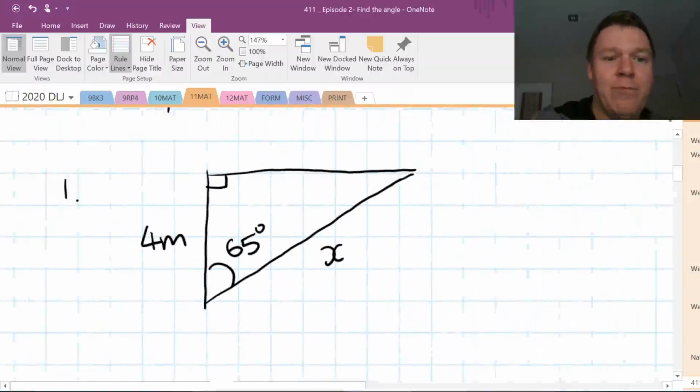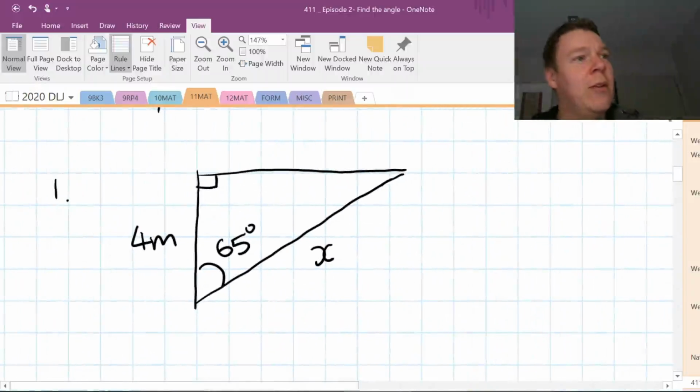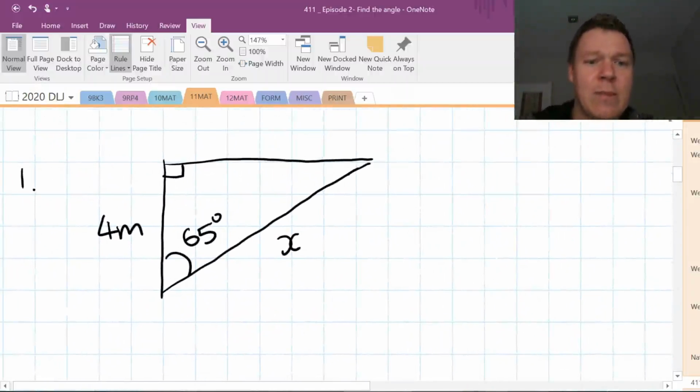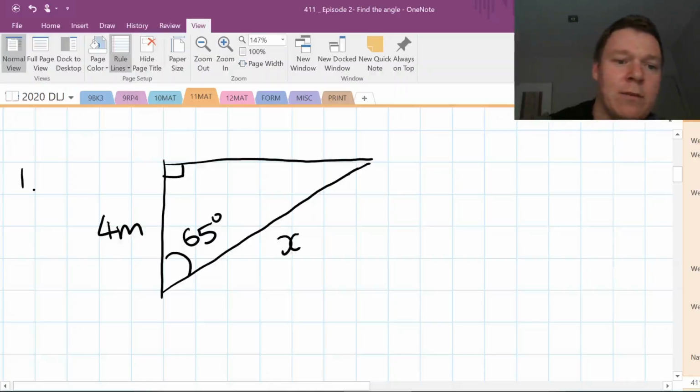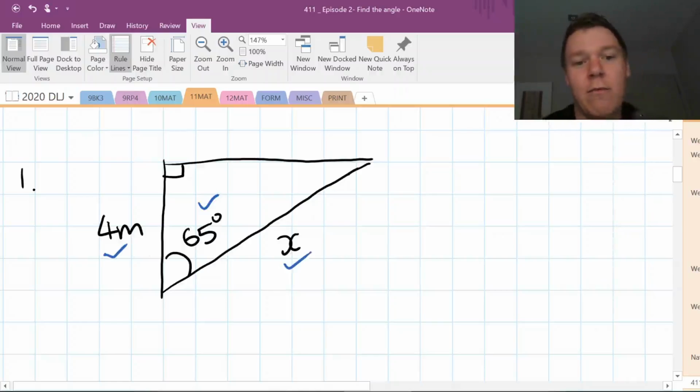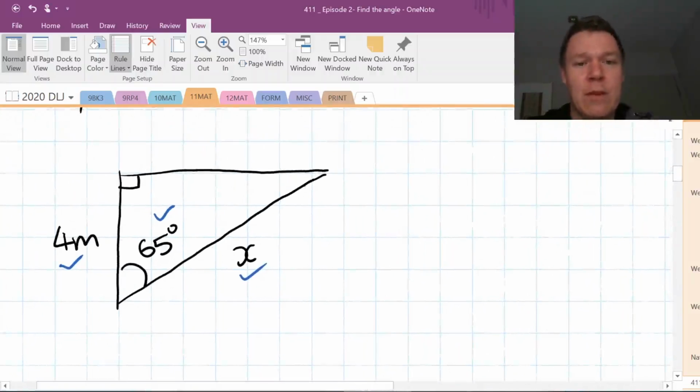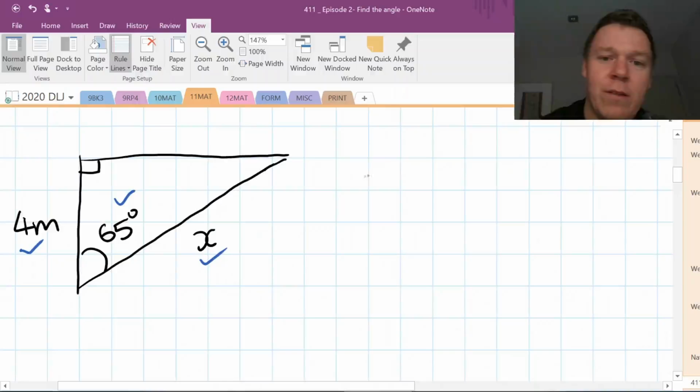So yesterday we learned how to solve problems that were like this. Where we have one angle, one known side, and one unknown side. So generally our first step was to label the sides.